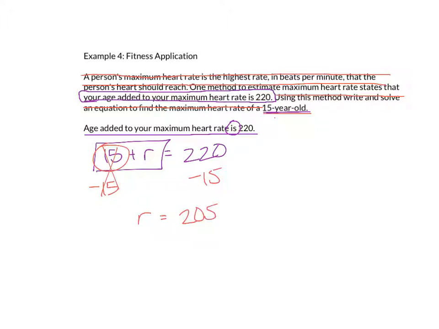That means your maximum heart rate for a 15-year-old should be 205. Now, if you put that 205 right there and add 15 to it, you get 220. So we did it right. That means you can put any age. If your mom or dad's 35, you could put 35 in for 15 and you could tell them what their maximum heart rate should be and they'll think you're super smart. So, anyways, that is the lesson.